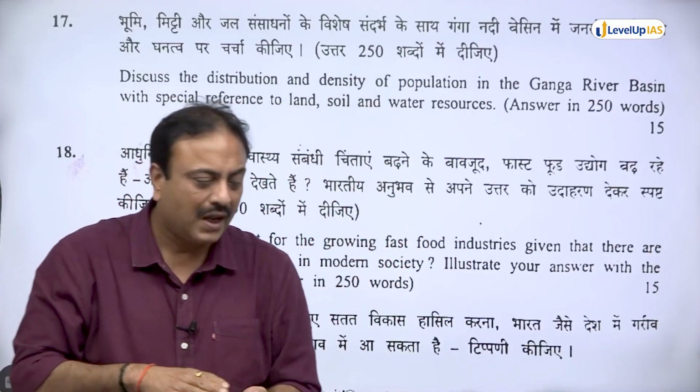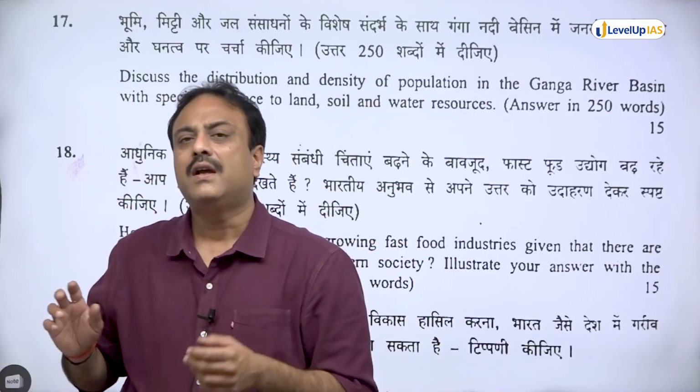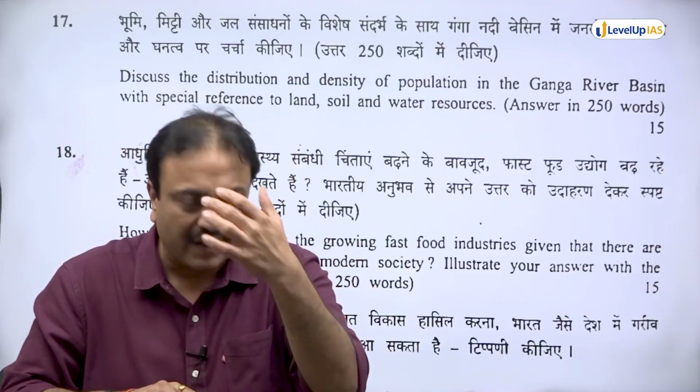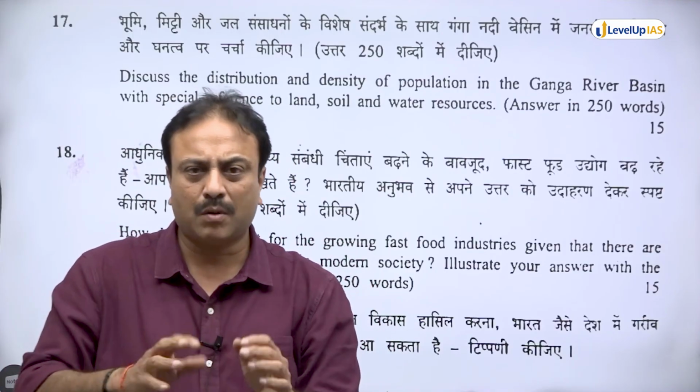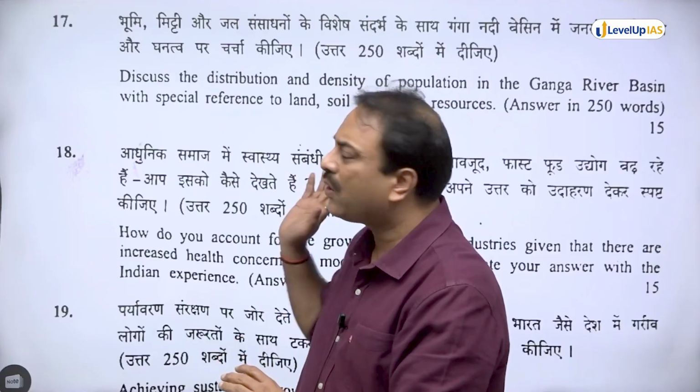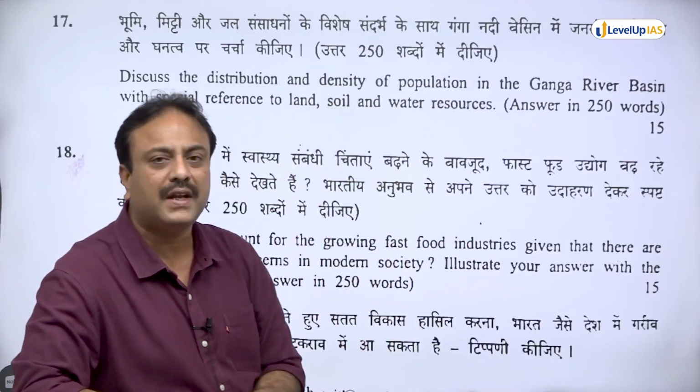So, land, soil and water resources. Now, the Ganga river basin is one of the regions having a very high population. It is commonly said that whenever you talk about maximum population density in which river basin? Ganga river basin. So how have land, soil and water resources played their role?